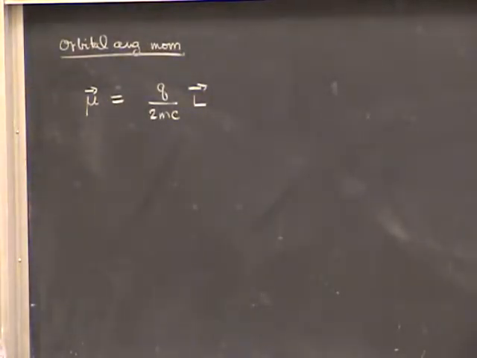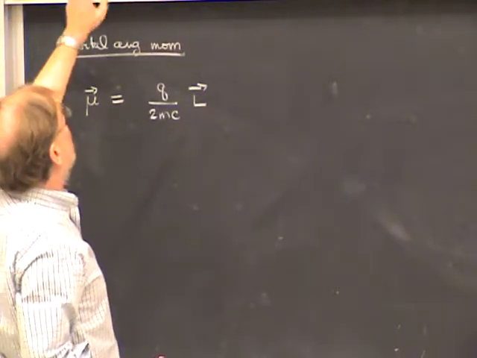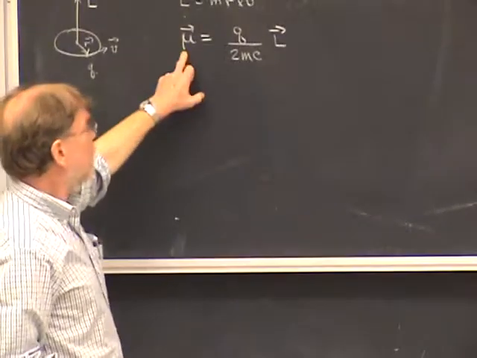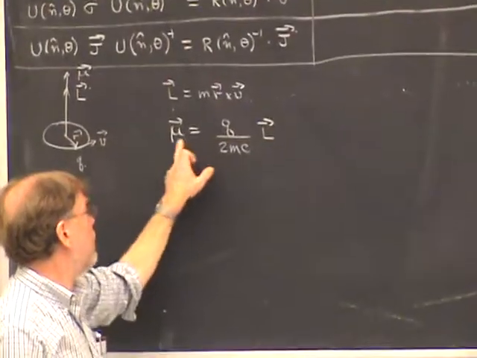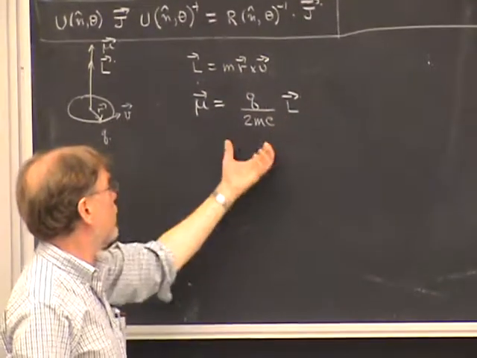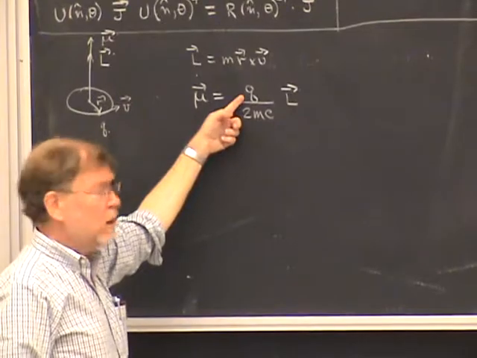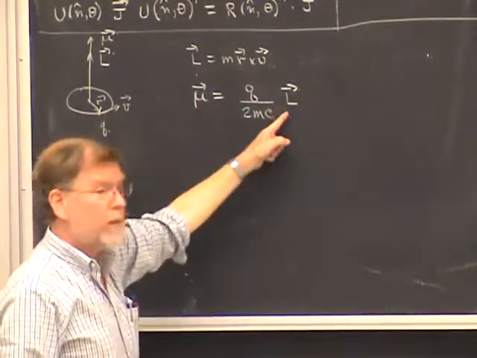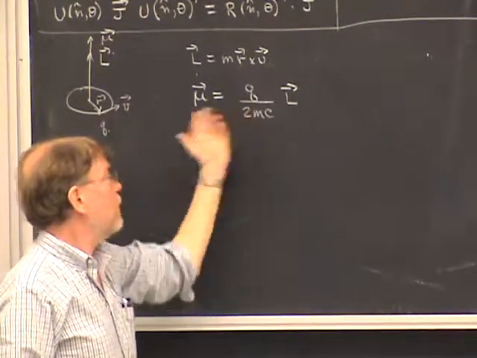One thing I meant to point out on the board up above, which I failed to do, is that this is a vector, let me bring it down again. This is a vectorial relation between these two vectors. They may be parallel to or anti-parallel to one another, but there's a coefficient in here, and it involves the charge. So in particular, if the charge is negative, then the magnetic moment and the angular momentum point in different directions.